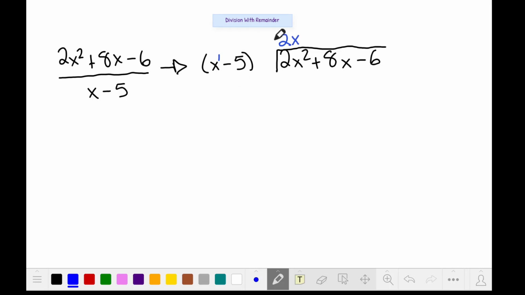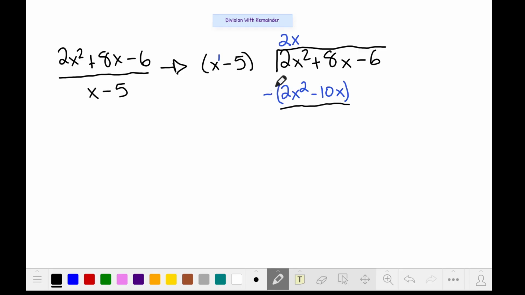So now I multiply the newest blue term with the outside term. So 2x times x gives us 2x squared. Because I multiplied, I have to multiply the whole thing. So 2x times the minus 5x gives us minus 10x. All right. And then we throw the brackets to remind ourselves that when we subtract, the minus sign affects everything inside the bracket.